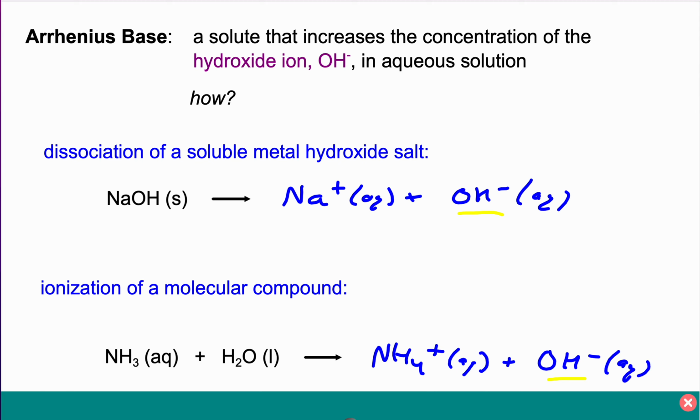Now, I want to make one important point here because I've used different words for these different processes. Dissociation represents the separation of ions in solution that previously existed in an ionic compound. On the other hand, ionization means formation of ions that didn't previously exist, and that almost always happens when a molecular compound reacts with water. So dissociation and ionization both form ions, but they are different processes.